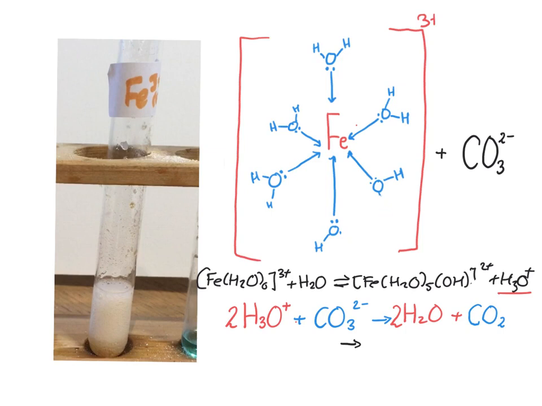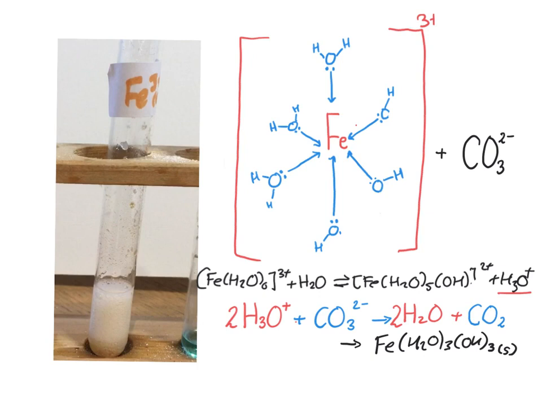So each of these were lost. So 3 protons were lost. And therefore that leaves us with Fe(H2O)3(OH)3, or iron 3 hydroxide. That has now precipitated because it no longer has a charge. And if a complex doesn't have a charge, it means it's not going to be very soluble in water.